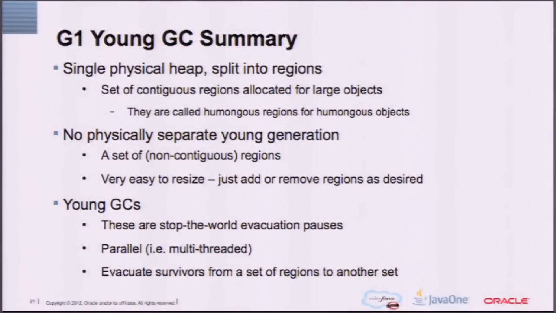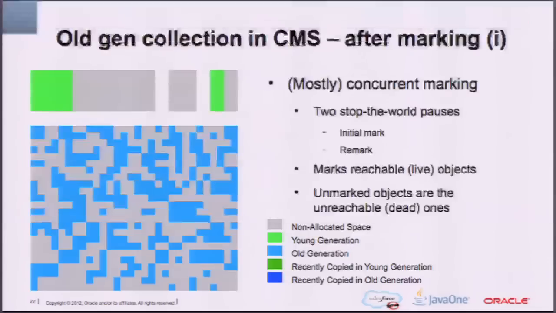So to summarize that, a young GC in G1, we have this single physical heap that's split into regions. We have this notion of humongous regions to deal with these large objects. We don't have this separate young generation like we saw in CMS. It's also very easy to resize. We could add or remove regions as we need them. Young GCs are multi-threaded. They're a stop the world type of pause. And we evacuate anything that's live into some other regions.